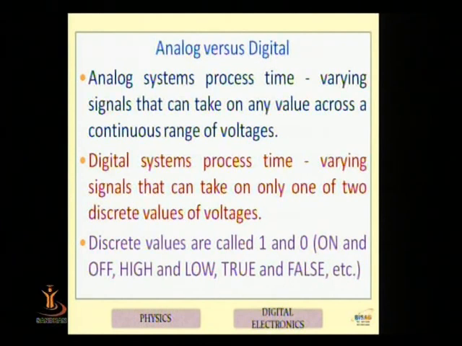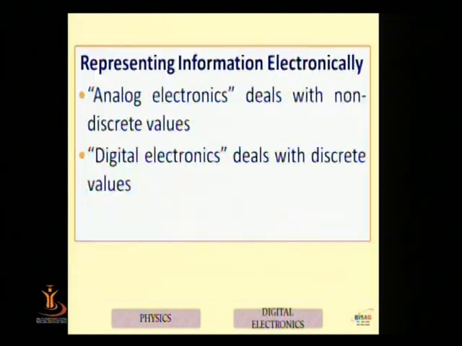As I told you, analog is a quantity which gives you continuous variation of the amplitude with respect to time, and in digital you have only two states, either 0 or 1, as time passes. Regarding representing information electronically, analog electronics deals with non-discrete values, and digital electronics deals with discrete values.